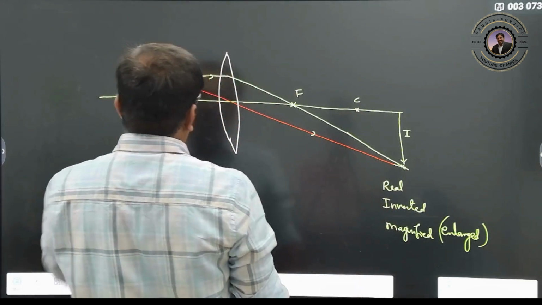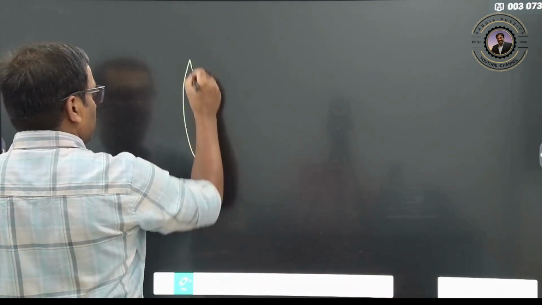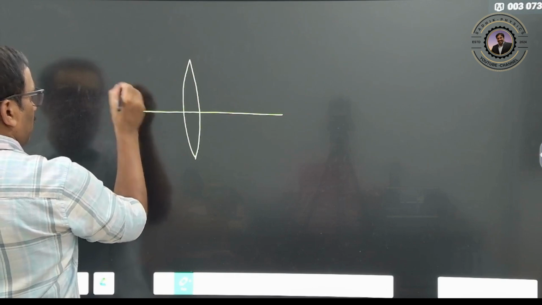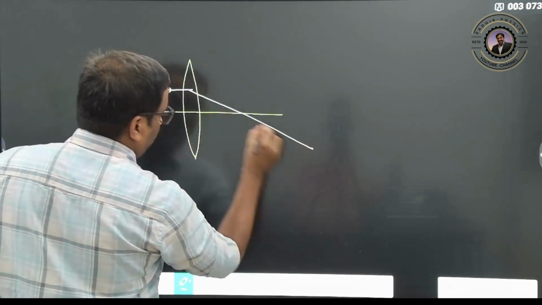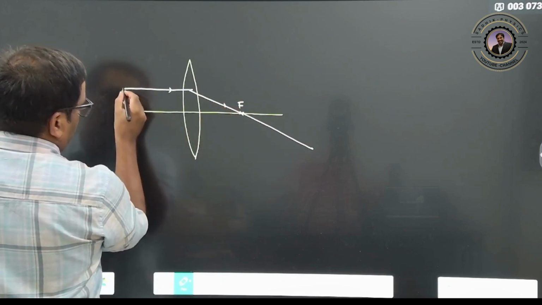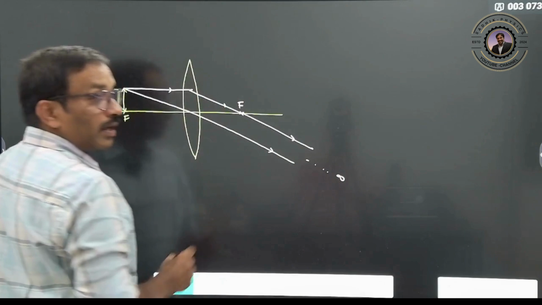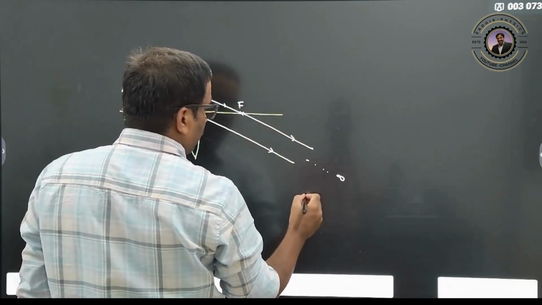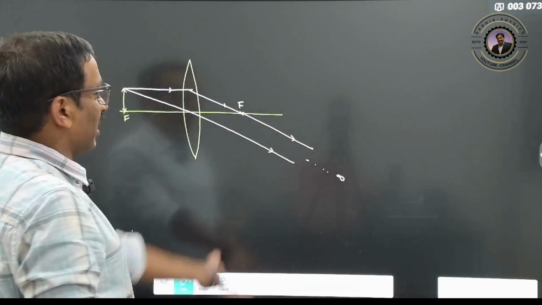Now let us see if an object is kept on the focus. So this is on the focus. The light rays are coming and falling parallel to the principal axis, then after refraction they pass through the focus. Then the light rays go parallel up to infinity. So where is the image created? The image is at infinity: real, inverted and magnified. Clear? But we cannot go there.